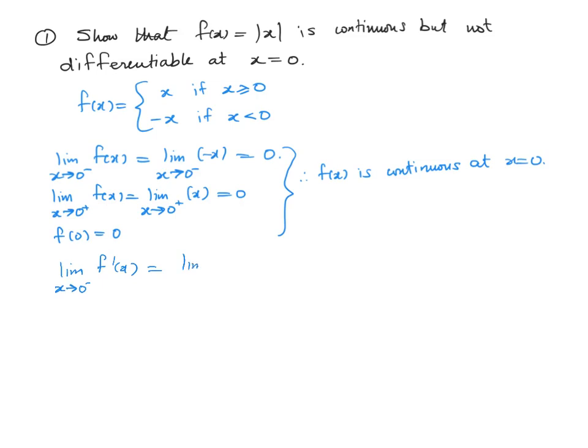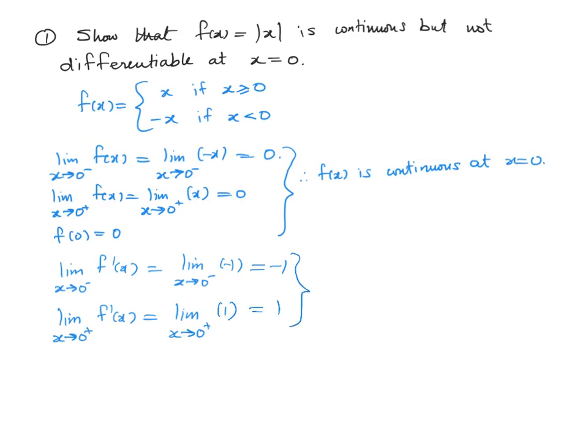Well, that would be the limit as x approaches 0 from the left. The function is this one. The derivative of negative x is negative 1. Well, that's a constant. The x changing is not going to make any difference, so it's equal to negative 1. And then the limit as x approaches 0 from the right of f prime of x. Well, that's the limit as x approaches 0 from the right of the derivative of this function, which is just 1. And again, 1 is not changing as x goes to 0, so it's just equal to 1.